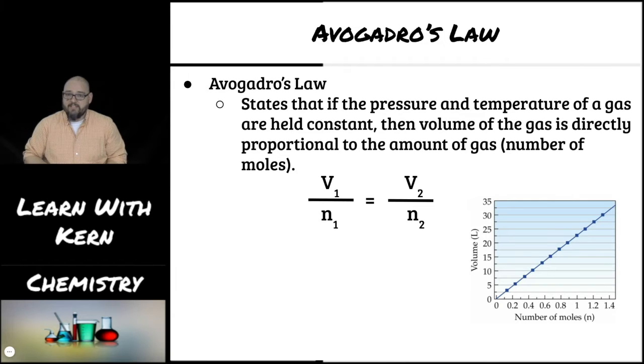And that just makes sense. If there's no gas particles, then there's no volume of the gas because there's no gas particles. So a direct relationship has to go through 0. What that means is when one thing is 0, the other variable is also 0. That is a direct relationship.